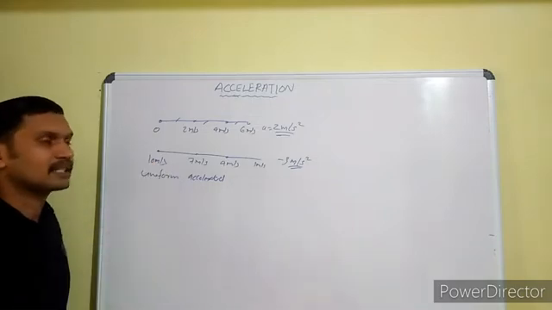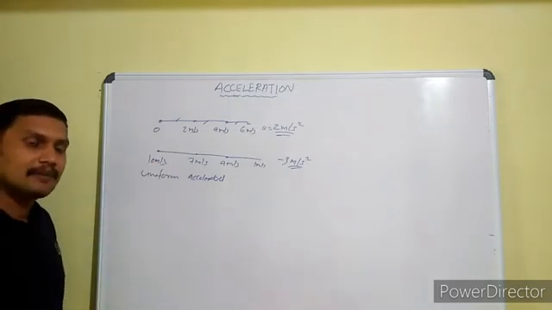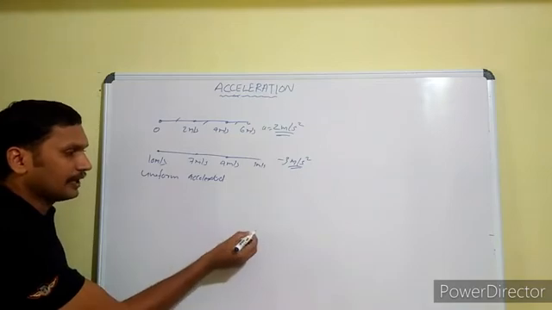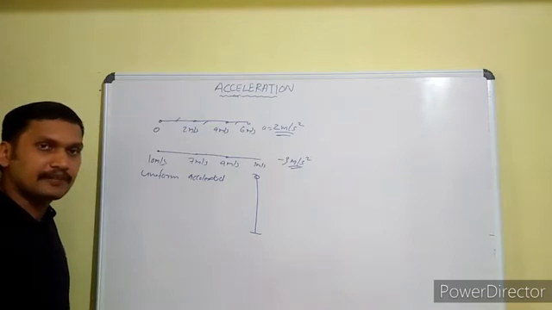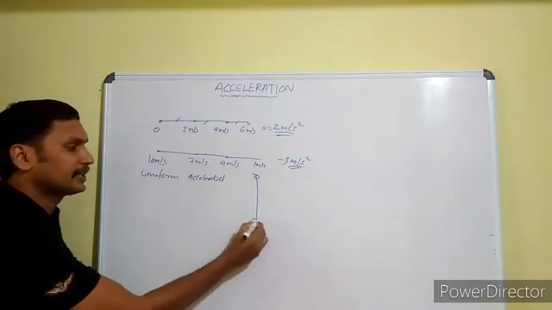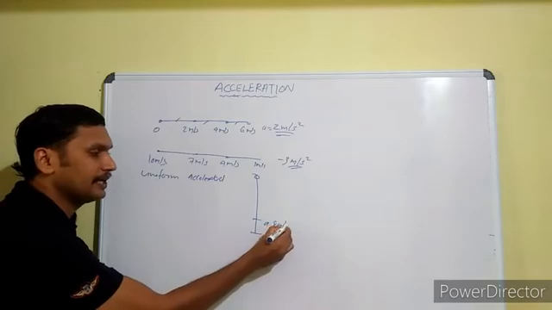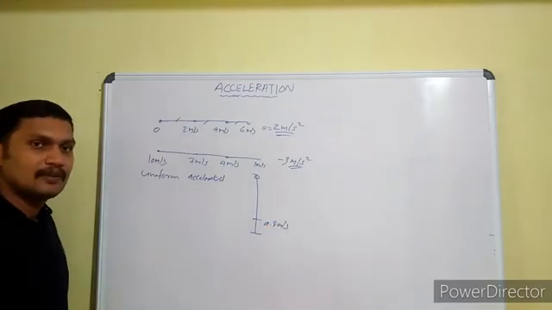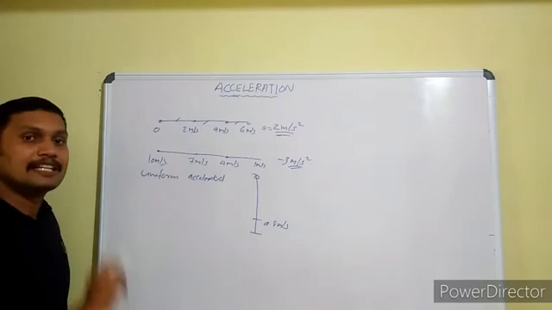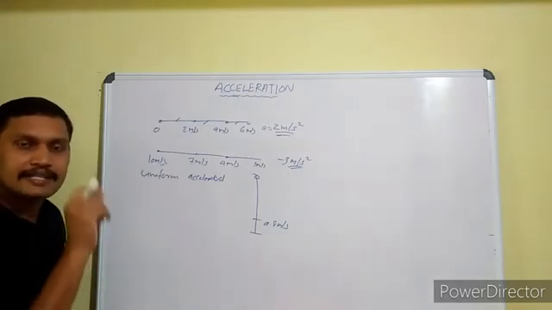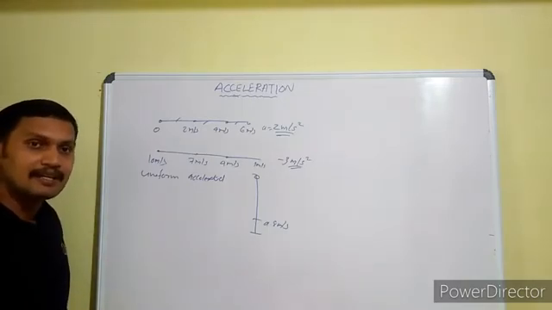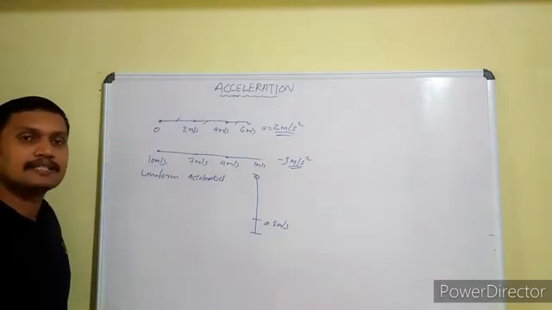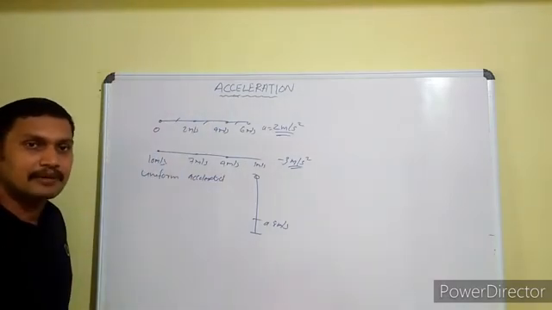An example of uniform accelerated motion: when we are throwing an object upward from the ground, in every 1 second its speed decreases by 9.8 meter per second. So when a body is moving upward, it has an acceleration of minus 9.8 meter per second square. It means that in every 1 second, its speed decreases by 9.8 meter per second.